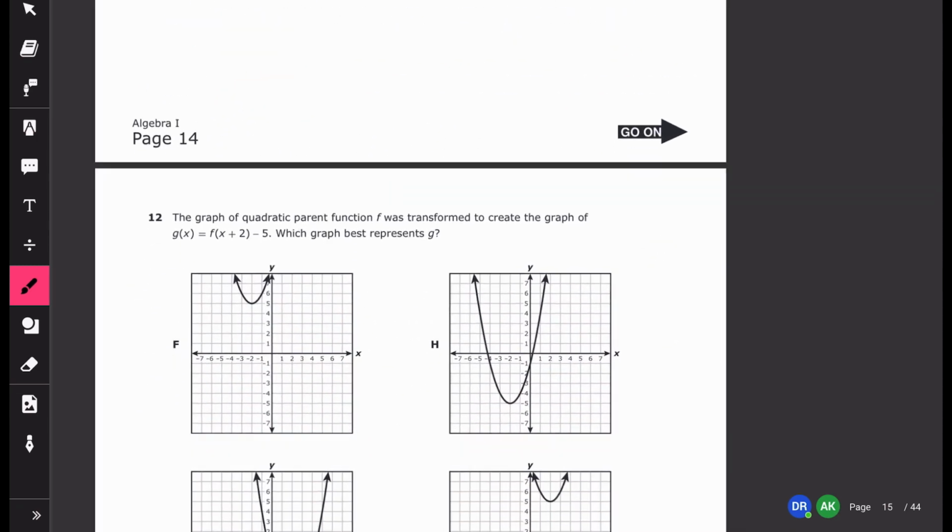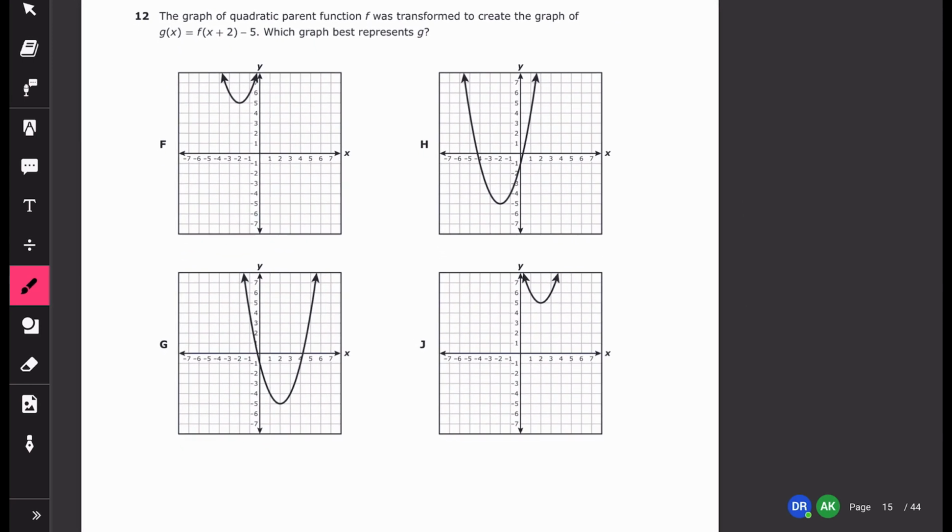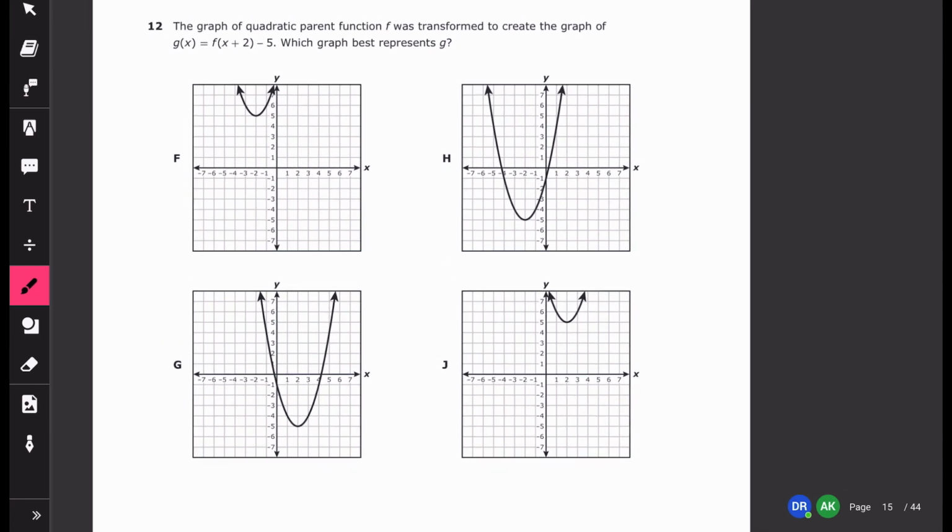Next, going into the 12th one. The graph of quadratic parent function f was transformed to create the graph of g of x is equal to f of x plus 2 minus 5. Which graph best represents g over here? So now the parent function is nothing but f of x is equal to x squared, and it was transformed to create the graph of x plus 2 minus 5.